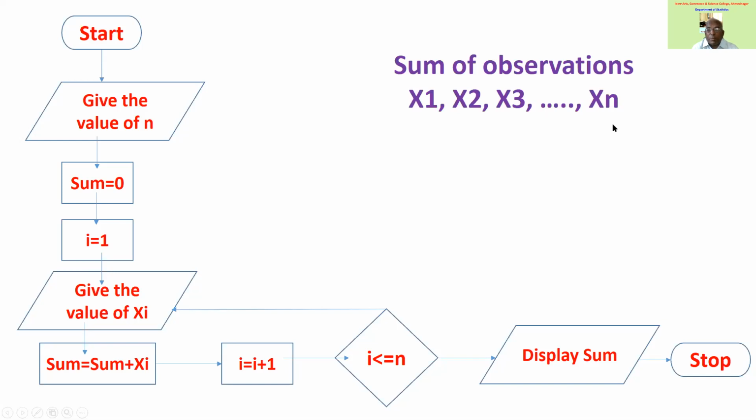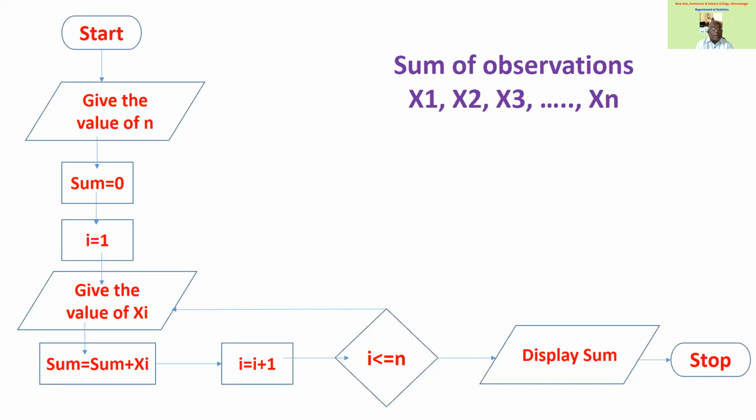And once my observations are over, I am in a position to get the sum. So display sum is my output, which I am showing with the help of a parallelogram. Once I get the output, I will stop here. So this is the flowchart for the sum of observations. So see, the oval is used exactly twice. One is at the start point, the other at the stop point.